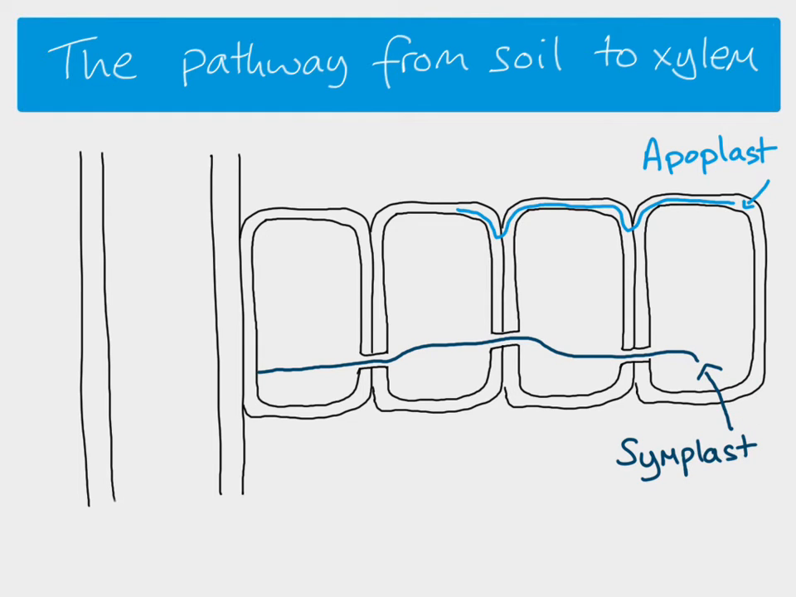So water has entered by osmosis down the water potential gradient. It's moving through the plasmodesmata, and it's basically staying in the cytoplasm and maybe in the vacuole, but it is not going along the cell walls. Okay, so to get into the xylem, water will have to travel through the pits in the xylem wall.